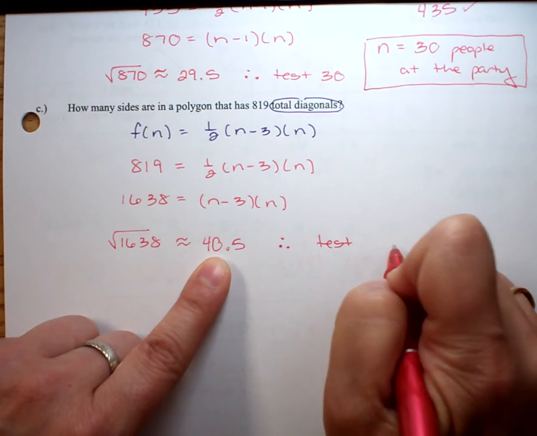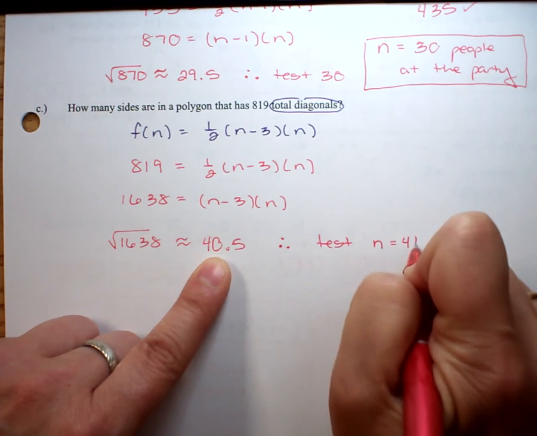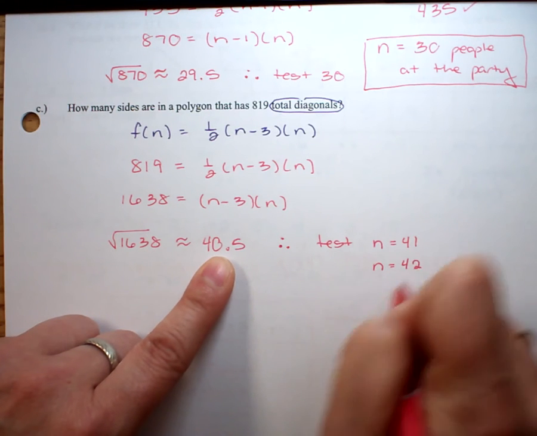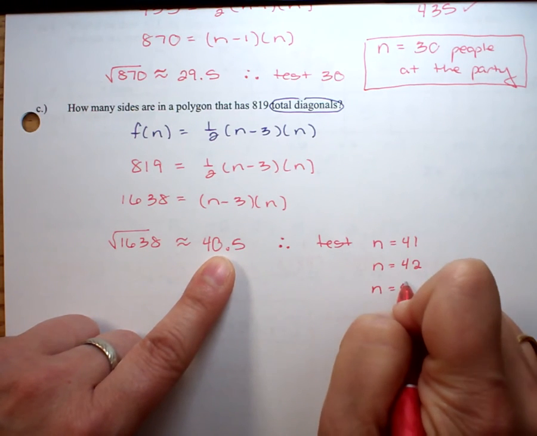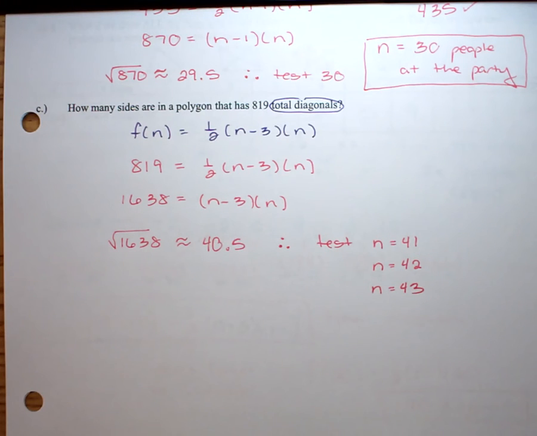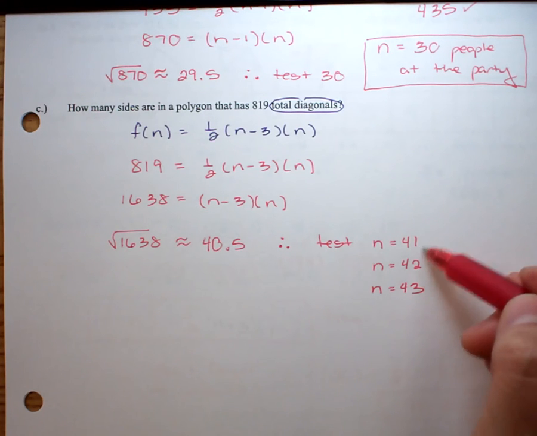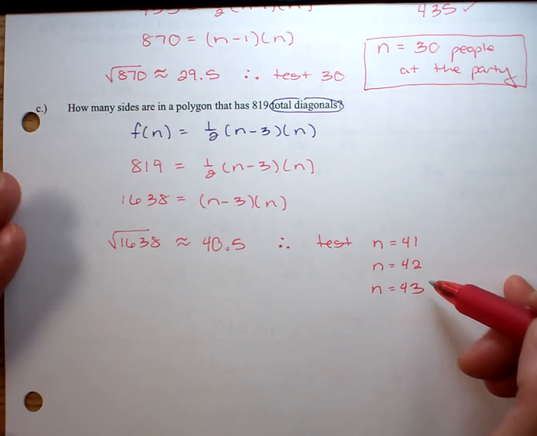So we're just going to make a list of potential numbers to test. So I'm going to test n equals 41. I'm going to bump it up. I'm going to test n equals 42, and I could potentially have to test n equals 43. I will probably get my answer before I get to 43. Most likely it's going to be this one, but let's just test and play first.